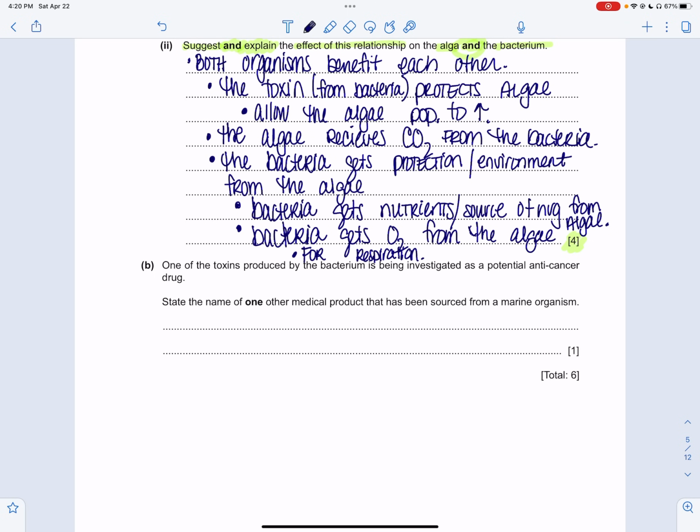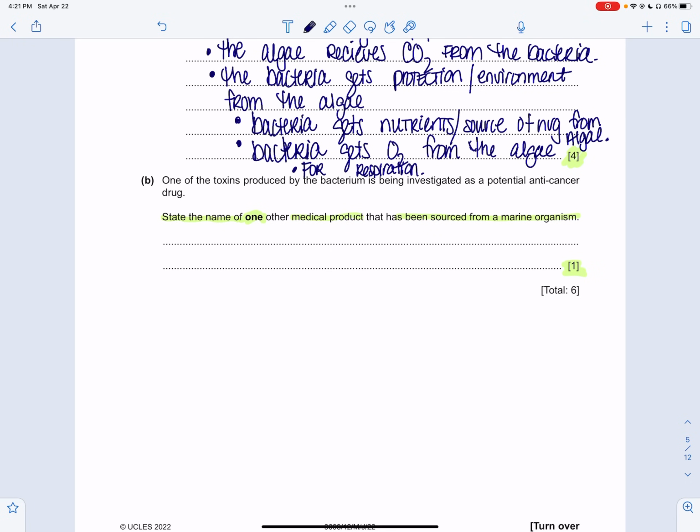All right, one of the toxins produced by the bacterium is being investigated as a potential anti-cancer drug. State the name of one other medical product that has been sourced from marine organisms. Now, there's a whole list of this, and I didn't write the entire list, but I do recommend for my students to at least have one go-to. Having one go-to is a great idea because then you can get those small marks like this and bigger marks if there's a question about how humans benefit, explain how humans benefit from coral reefs or marine biodiversity.